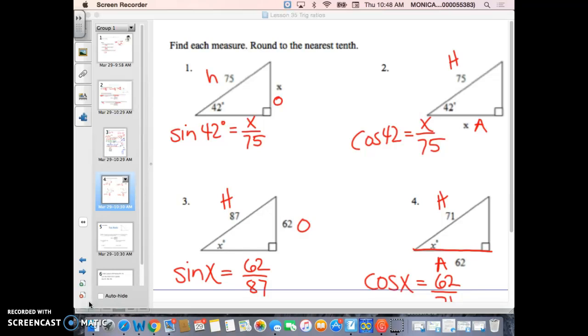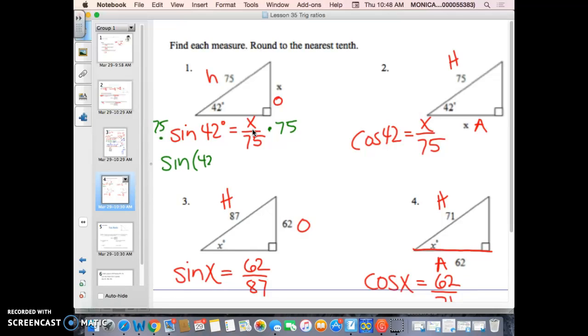Now, what I'm going to do is type the sine of 42 in my calculator, and because I'm trying to figure out what x is, I can multiply this side by 75, and I can multiply this side by 75. So what I'm actually going to type in my calculator is the sine of 42. It's very important that you close your parentheses, and then I'm going to multiply that by 75, hit equals, and you should get 50.2. So that means that this side length right here is 50.2 long. Okay?